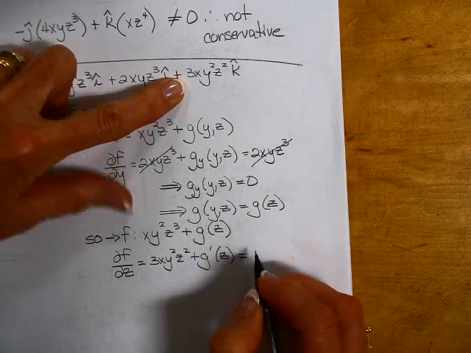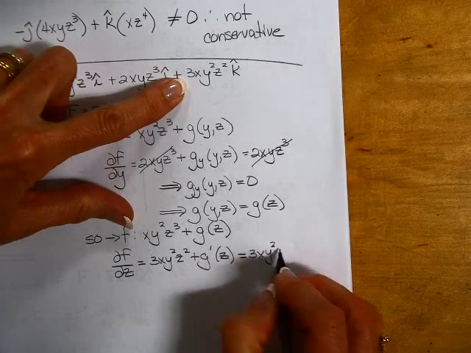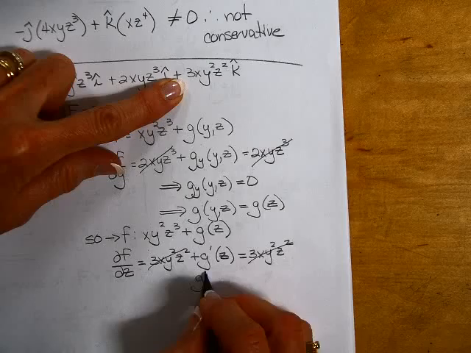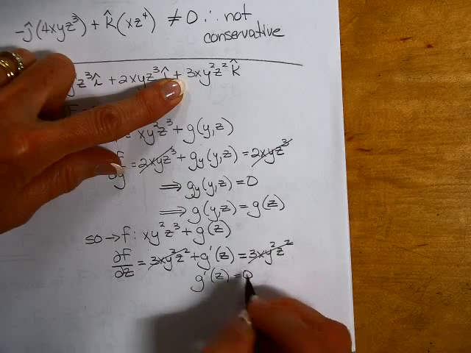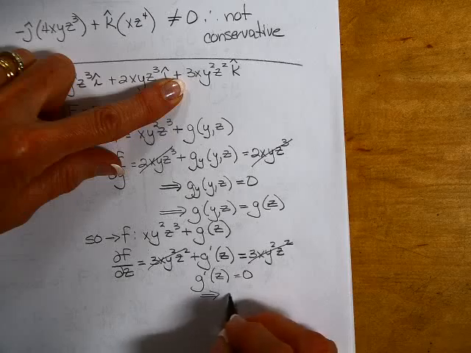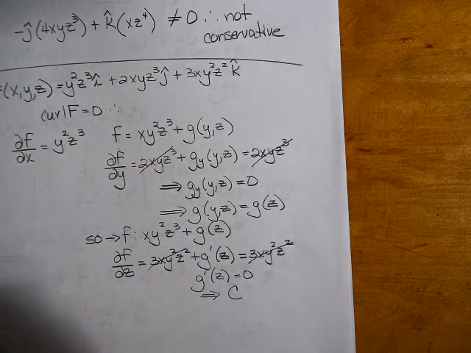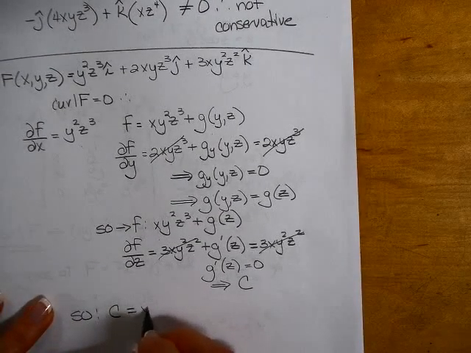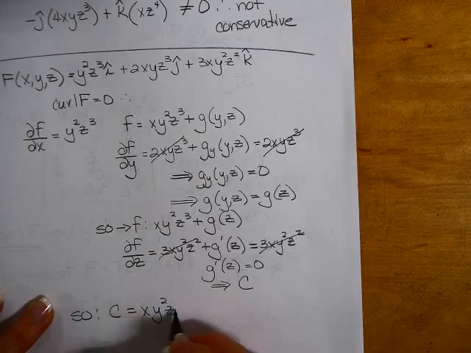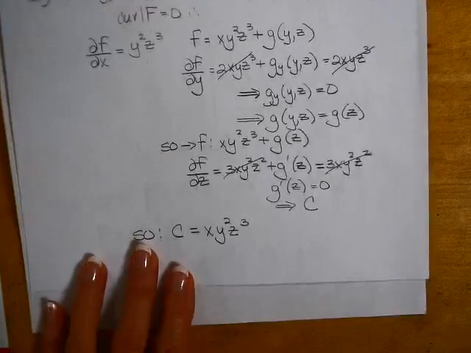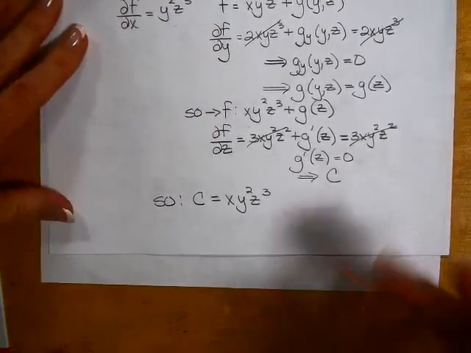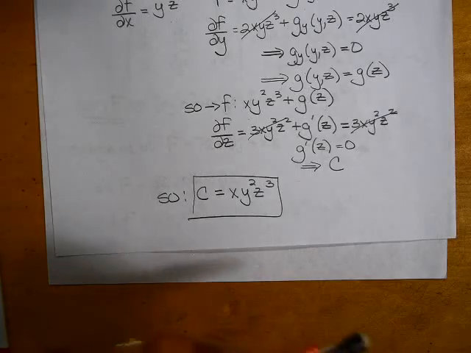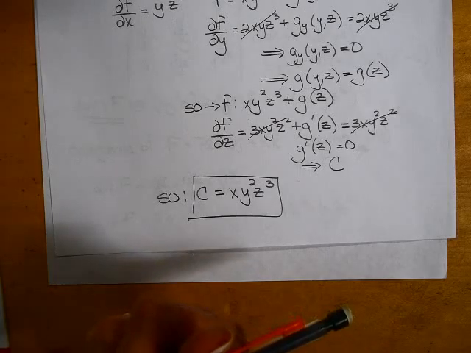Compare that to the third term, which is 3xy squared z squared. And lo and behold, those match exactly, which means g prime of z is 0, which implies that it must be a constant. So your function is c equal to xy squared z to the third. Oops. So you're going back to the conservative stuff that you did before. Okay?